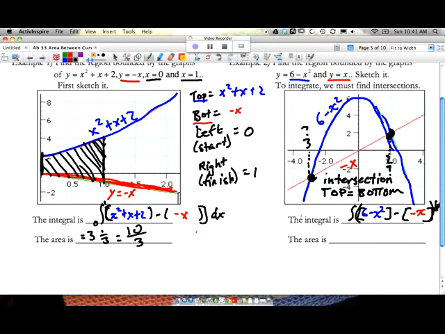Let's check. I'm going to do this by hand, but then also show you how to do it with a calculator. Because honestly, this is more of a calculator type problem, but this part might be asked of you to do by hand. So if we're doing the top equals the bottom, that would be 6 minus x squared equals negative x.